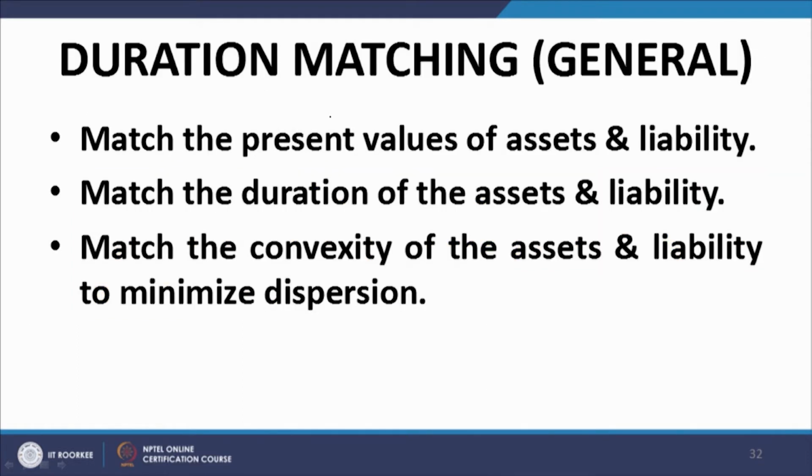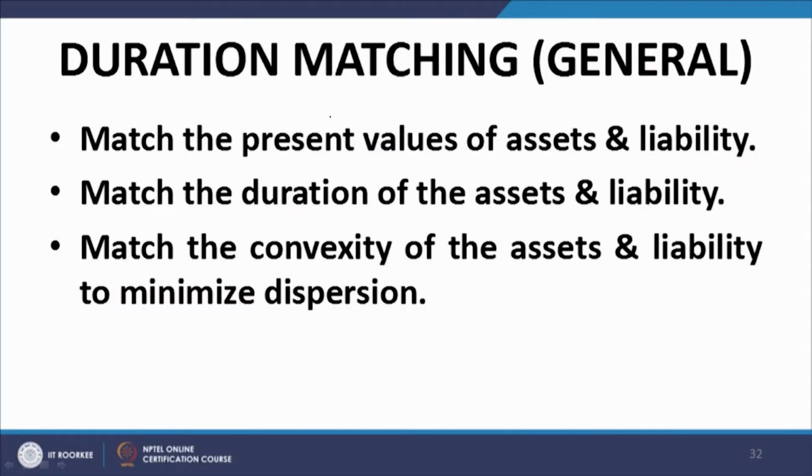Duration matching in general, duration matching without the necessity of cash flow matching. How does that operate? That is very interesting. Now, what would be the constituents of this strategy? Match the present values of assets and liability. The present value of assets and liability at the respective rates, at the respective IRRs rather, must be equal at the t equal to 0 point. Match the duration of the assets and liabilities, and match the convexity of the assets and liabilities to minimize dispersion.